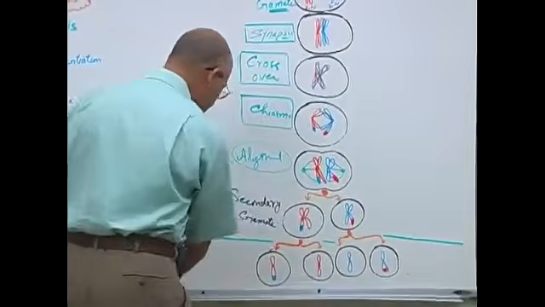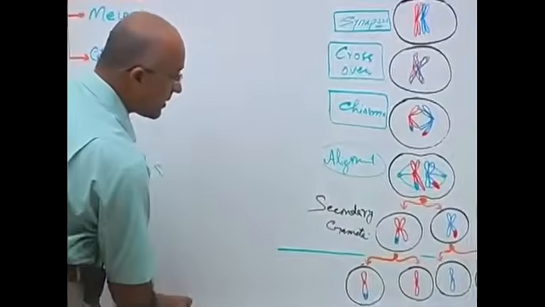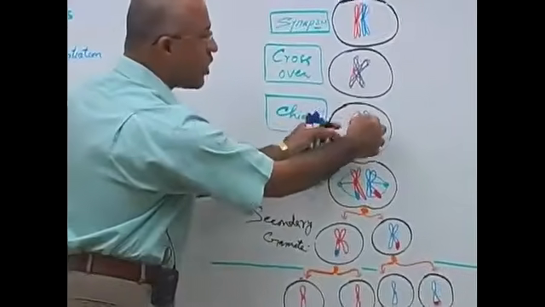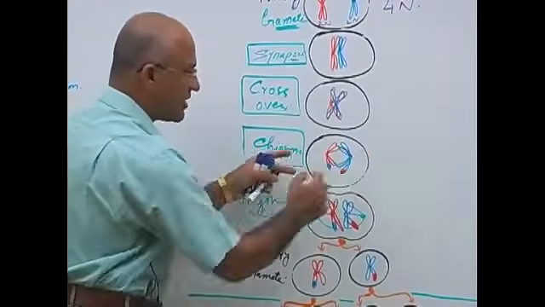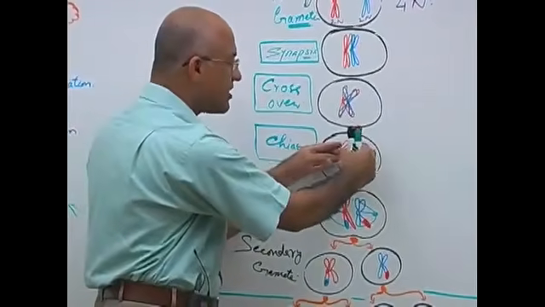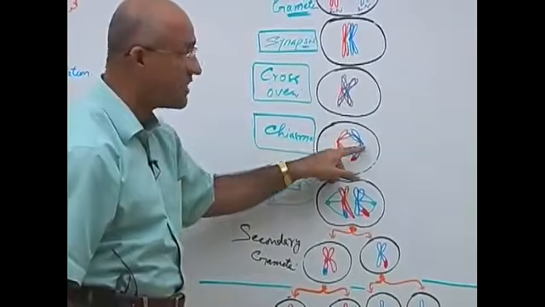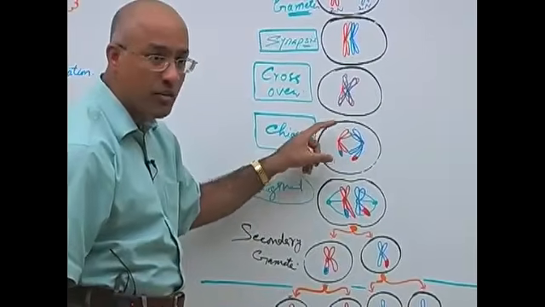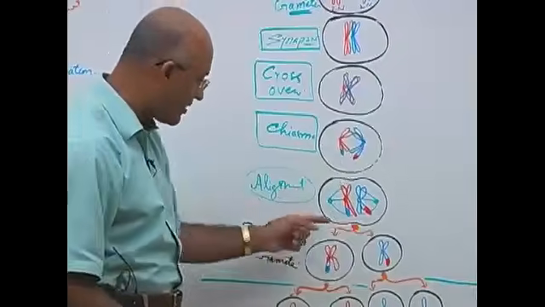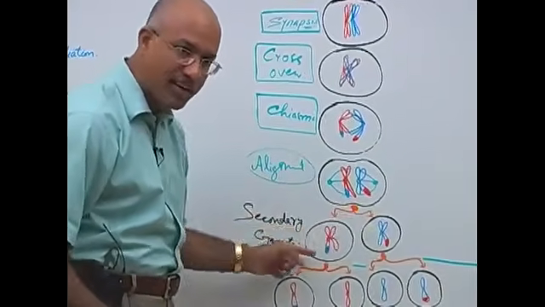Now, this cell, again remember, when they separate from each other, this was disjunction. When disjunction occurs here, the centromeres don't divide. These are the homologous pairs which go away from each other, right, to the daughter cell. Homologous chromosome pairs go to the daughter cells randomly.